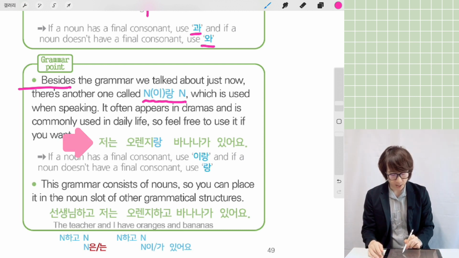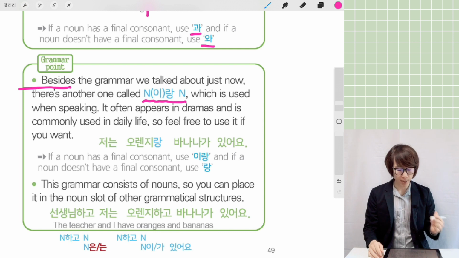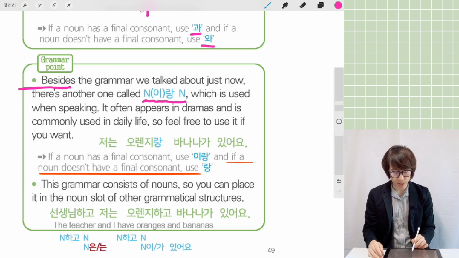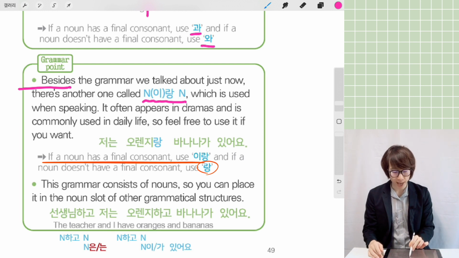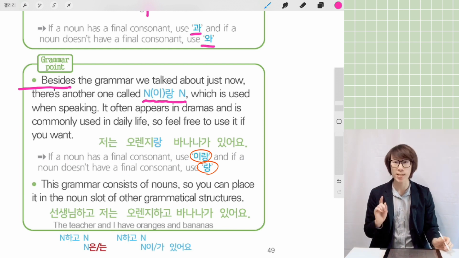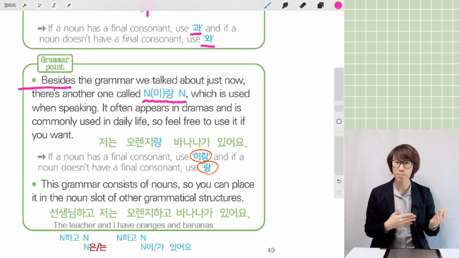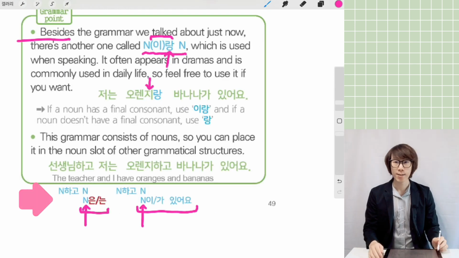So 저는 오렌지랑 바나나가 있어요. If a noun has no ending consonant, you add 랑. If the noun has an ending consonant, you add 이랑. So 오렌지, G has no ending consonant. So 오렌지랑 바나나가 있어요. And there is one very important grammar point.